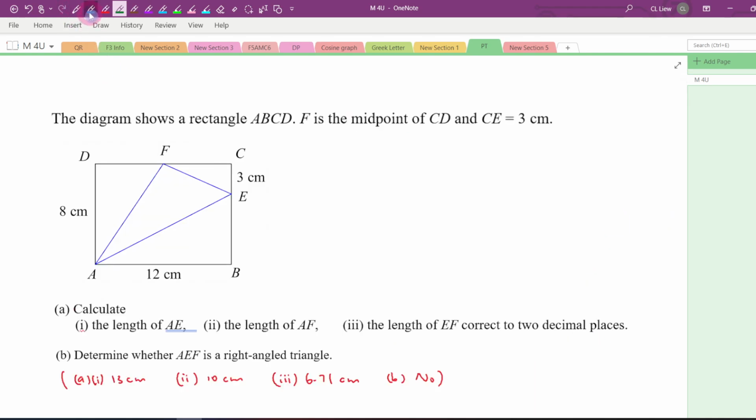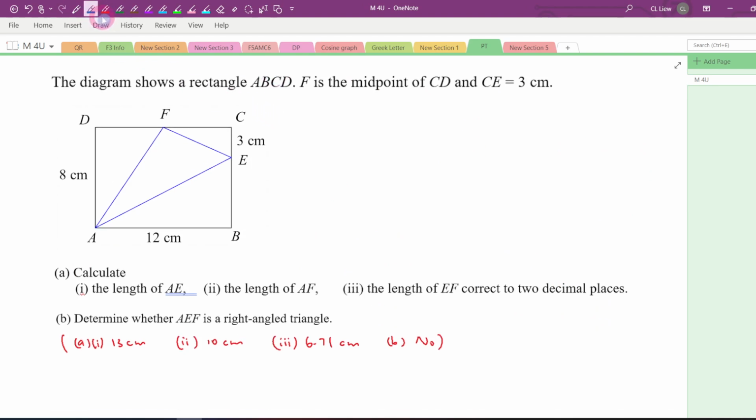Let's try another question. The diagram shows a rectangle ABCD. We have a rectangle over here, and F is the midpoint of CD. Label: this is 3 centimeters, and this is 8 centimeters. Let's look at part A, the first part. We want to find the length of AE, which is over here. So this is a rectangle. This means that all the angles here are right angles.